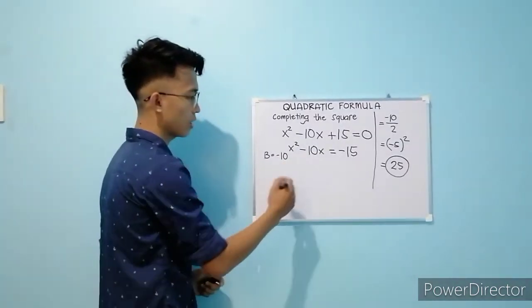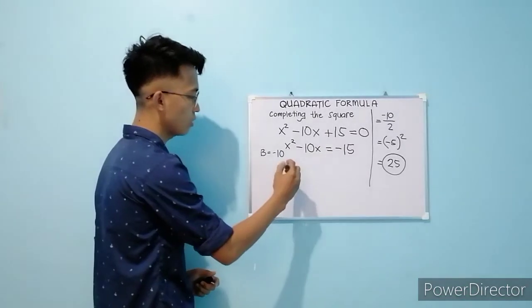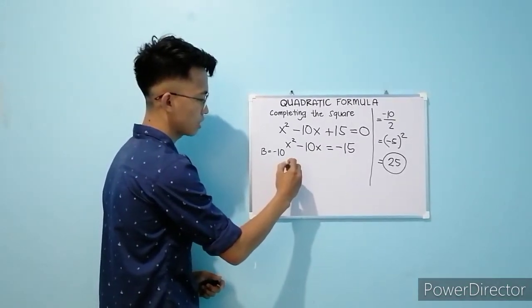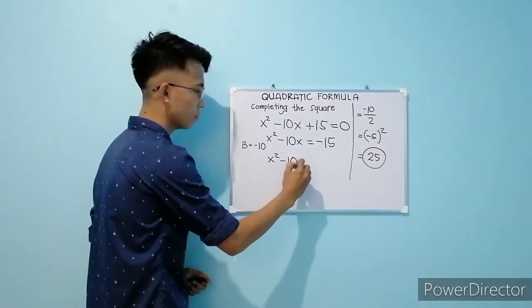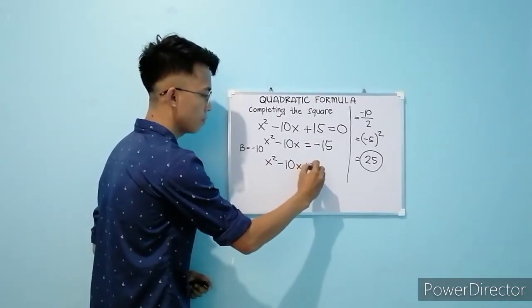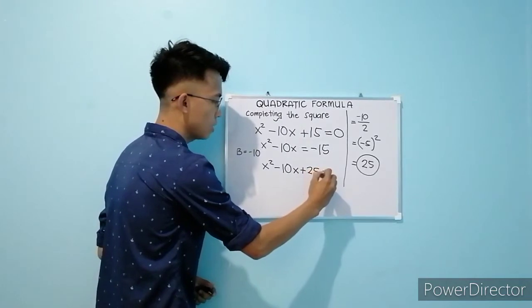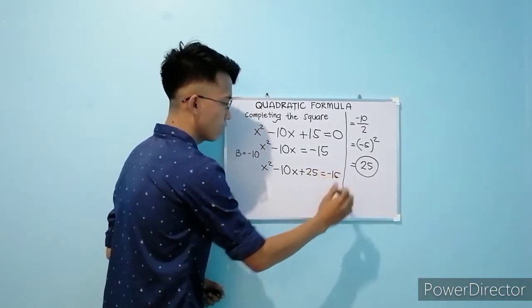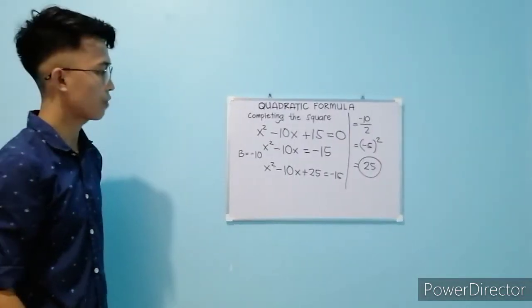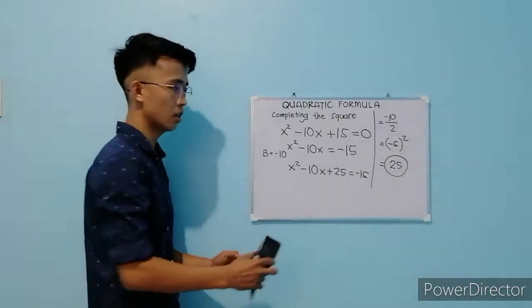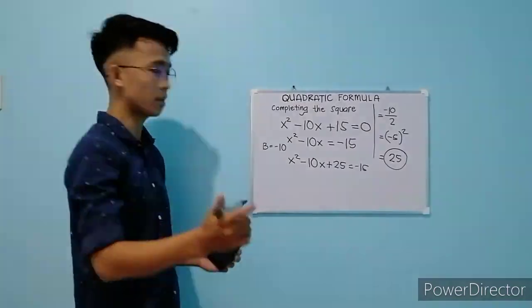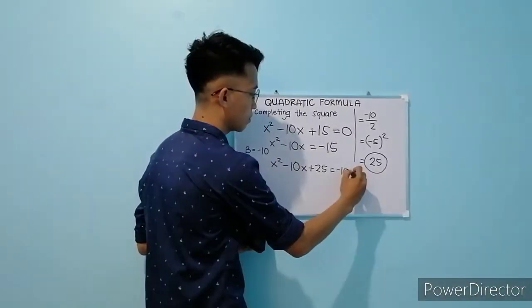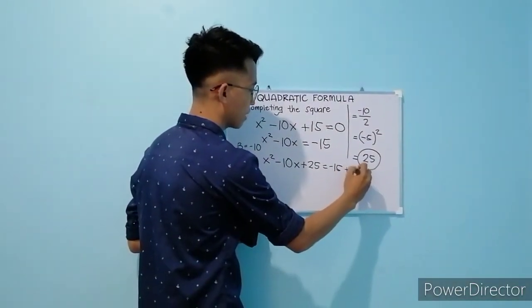So adding 25 to the left and the right side, we have the equation x squared minus 10x plus 25 equals negative 15. Then, since we add 25 to the left side of the equation, we also need to add 25 to the right side of the equation. So that is plus 25.